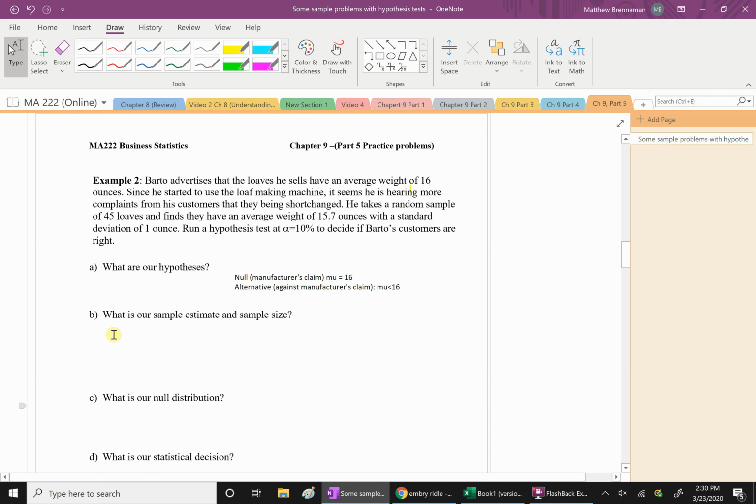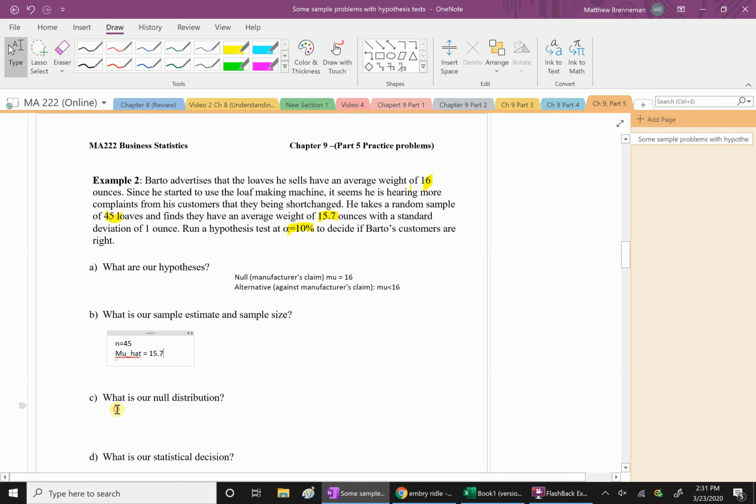What is our sample size and our sample estimate? A good idea in these problems is to always locate the numbers and try to identify what they mean. So I have a random sample of 45 loaves, so I know that here n is equal to 45. And the average weight comes from the sample, so this is a sample average. So mu hat is equal to 15.7. All right, so now we're ready to start doing some calculations.